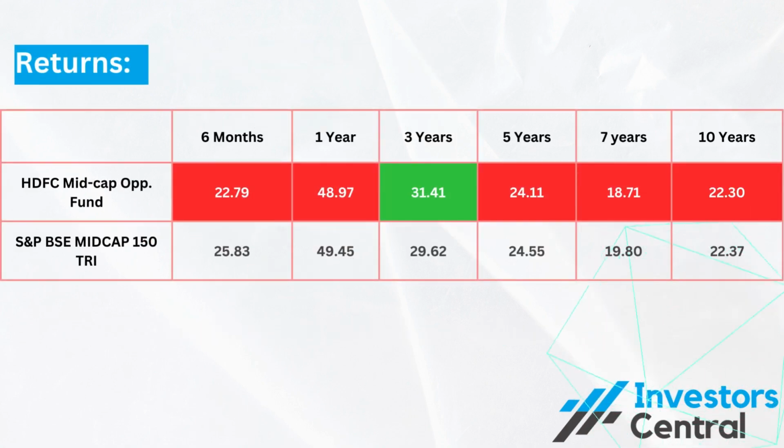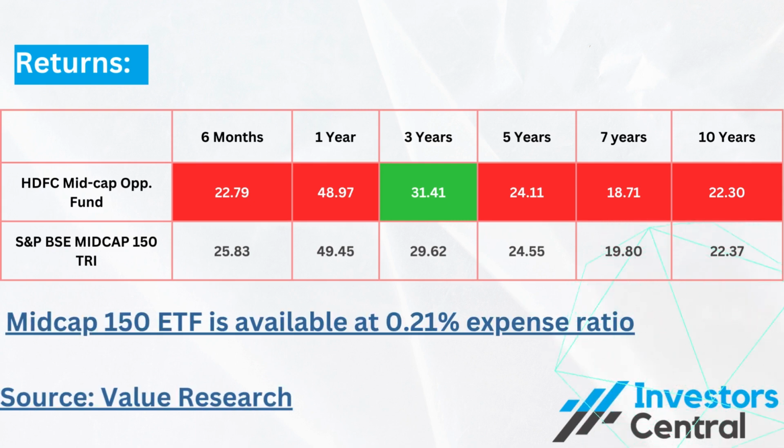Coming to the check on returns, HDFC Midcap Opportunities Fund has made money for its investors for sure. But its benchmark, that is S&P BSE 150 TRI, that is total return index, beat the returns of this fund 5 times out of 6 time frames with very mild margins. As we can see here, only during the 3 year time frame, this fund has made a return of 31.41%, which is more than its index. For example, an ETF with a far lesser expense ratio could have beaten the returns given by this fund.